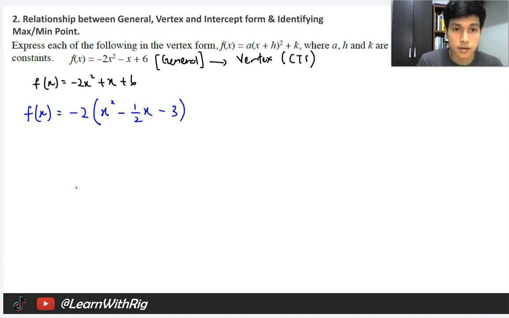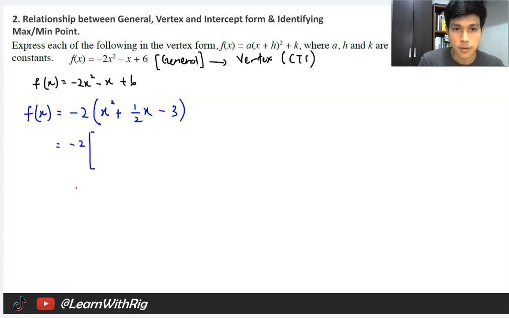Now you can start completing the square. Sorry, I just realized I made a mistake. So here is supposed to be negative x, not positive x. So here is negative x. So if here is negative x, here should be positive. When you factorize, it should be positive. So now you can start with the completing the square method.